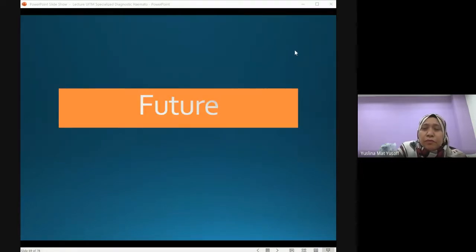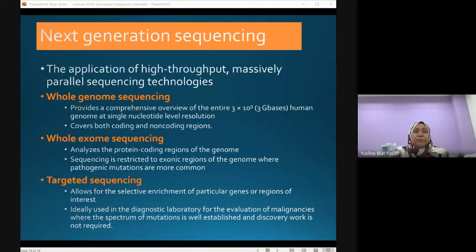Okay, now we move to the future technique. Next generation sequencing is the application of high throughput massively parallel sequencing technologies. We have many types of NGS. The first one is whole genome sequencing. It provides a comprehensive overview of the entire 3 gigabases human genome at single nucleotide level resolution, and it covers both coding and non-coding regions.